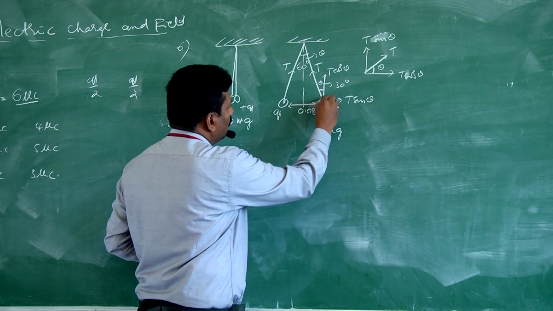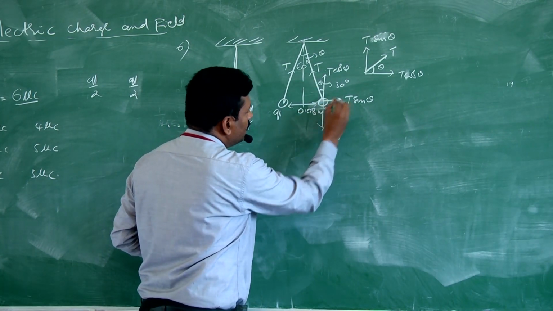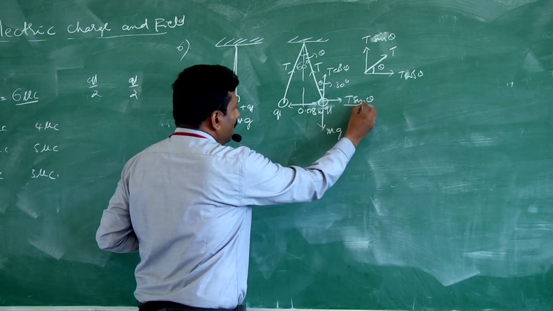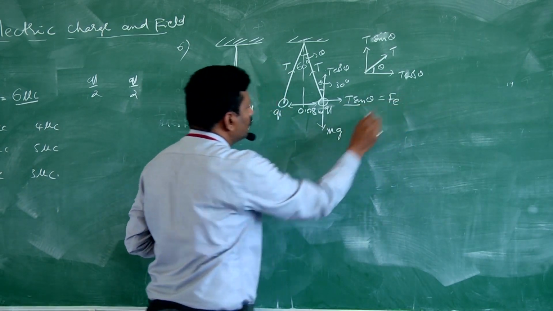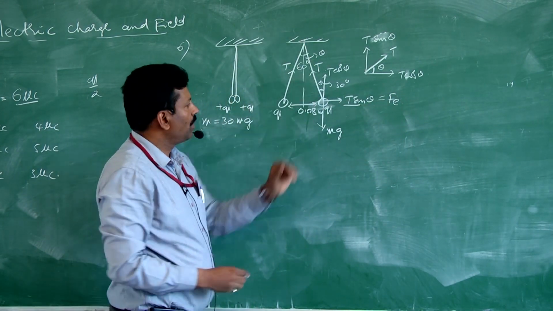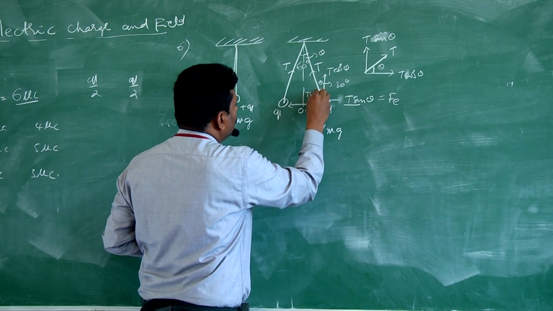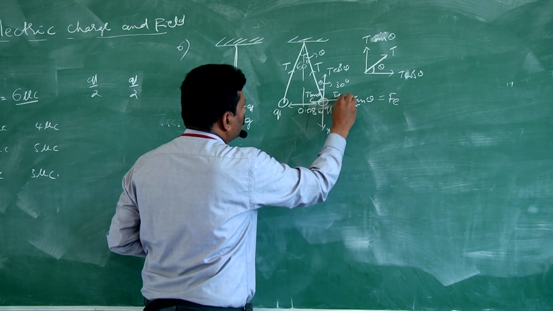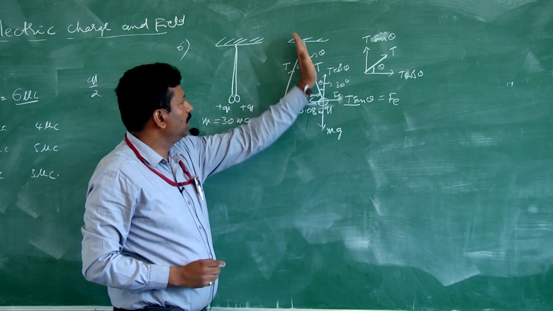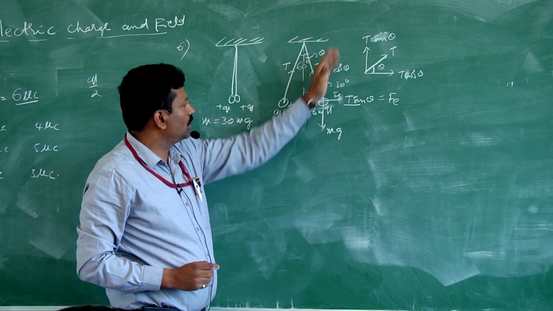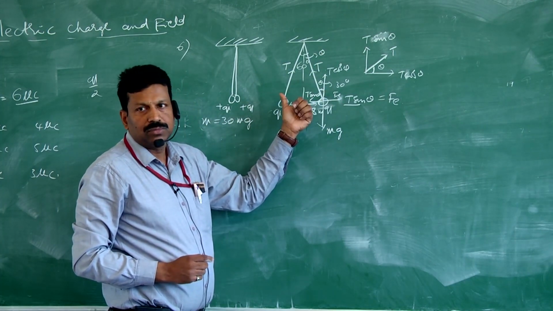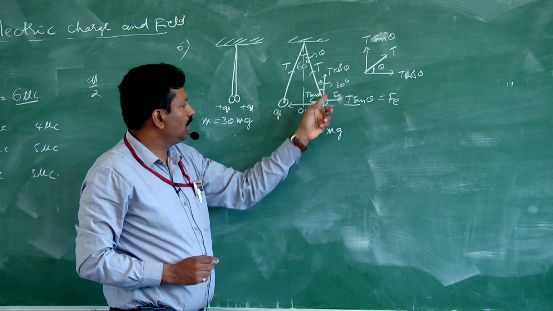This is mg and this is t cos theta and this is t sin theta. This t sin theta will be equal to the electrostatic force. Tension ಹಿಂಗೆ ಆಕ್ಟ್ ಮಾಡ್ತಿದೆ, so sorry, t sin theta ಬಂದು ಈ ಕಡೆಗೆ ಇರುತ್ತೆ. This is t sin theta and this will be electrostatic force. ಅರ್ಥ ಆಯ್ತಾ? ಟೆನ್ಷನ್ ಈ ಡೈರೆಕ್ಷನ್ ಇದೆ. This is t cos theta and this is t sin theta. Are you clear? T cos theta and t sin theta.